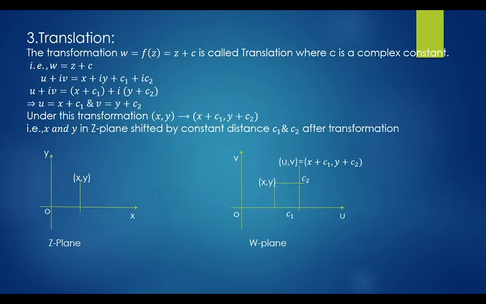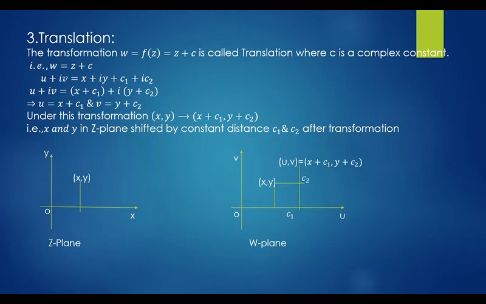So the next transformation is translation. The transformation W equals f of z, which is defined to be z plus c. W equals z plus c. This type of transformation is called translation, where c is a complex constant. Let us see how the transformation happens. W equals z plus c.